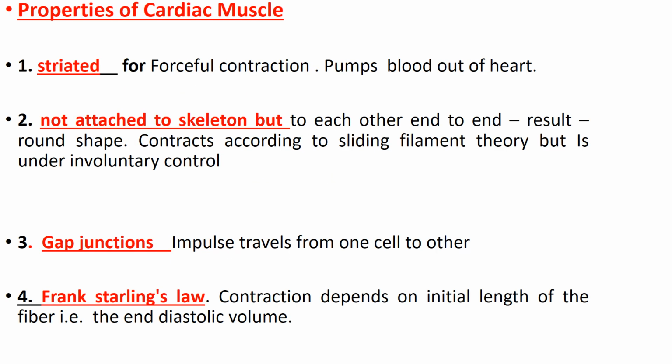Now, going to the study of the cardiac muscle, individually the properties are: it is striated, and this striation gives it a property of forceful contraction and enables it to pump out blood into the great vessels. Number 2, the cardiac muscle is not attached to the skeleton but makes a hollow viscus, and this hollow viscus accommodates blood and then it is pumped out by the muscle contraction.